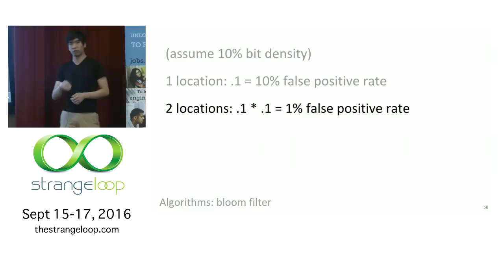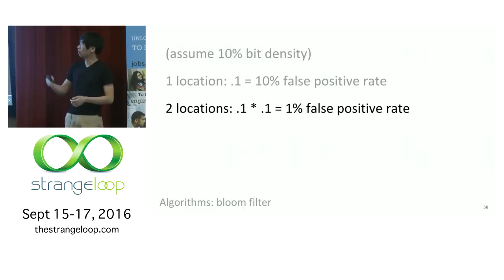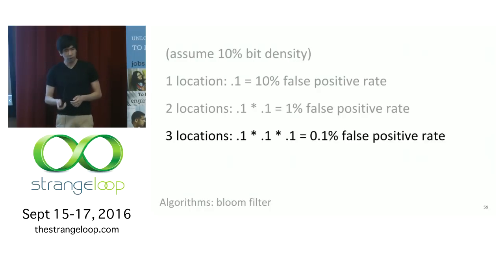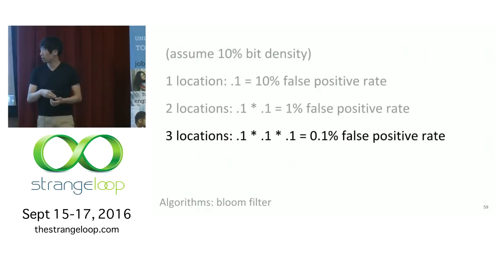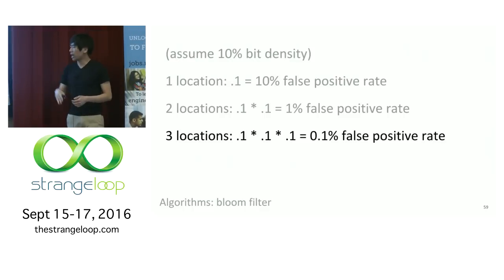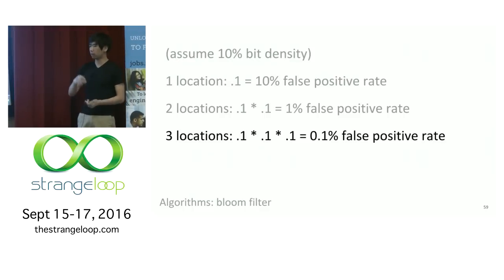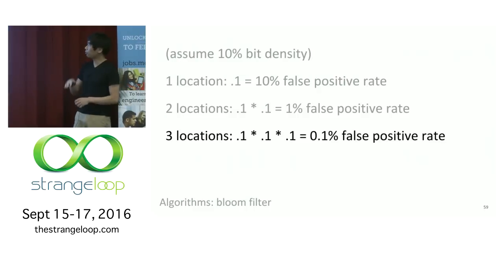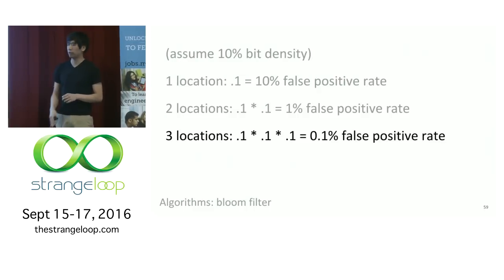If we hash to 2 locations instead of 1 location, we have 2 independent locations, so we can multiply the probabilities, right? The probabilities are 0.1 times 0.1, it's 0.01, or 1% false positive rate. If we hash to 3 locations, it's the same idea, 0.1 times 0.1 times 0.1, or 0.1%. Now, one thing we have to be careful of is if we hash to more locations and we keep the bit vector the same length, we'll increase the bit density, right? Because we have this bit vector that's some length and we're setting more bits. If we want to keep the bit density the same, we have to increase the length of the bit vector.